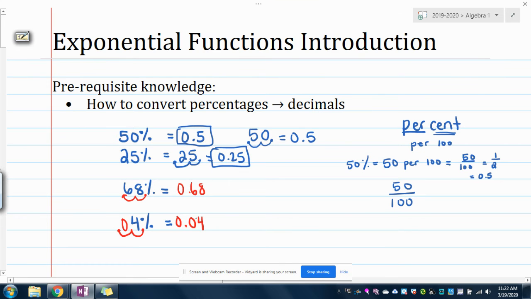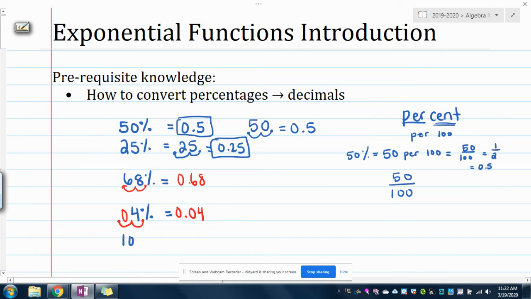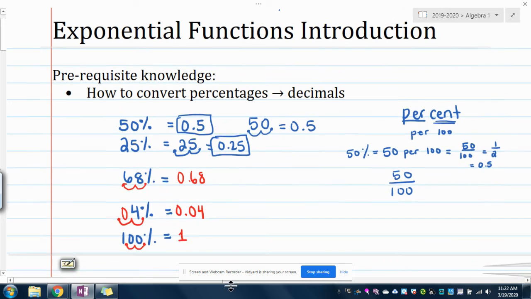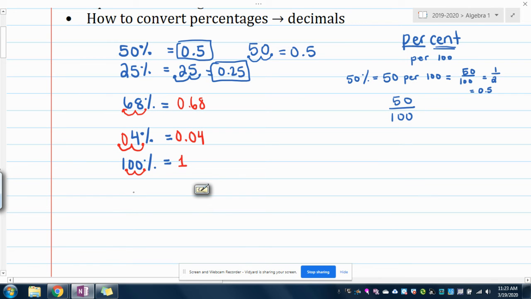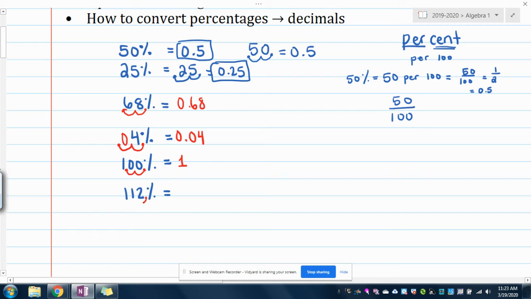And then a little bit more difficult is what if I have something like 100%? 100% is a whole, so it's going to make sense when I move my decimal place 2 places. It's just 1.00, which is just 1. Or, let's make a little bit more room. If I have 112% and I move it over, here's my decimal place, I move it here, and I have 1.12.